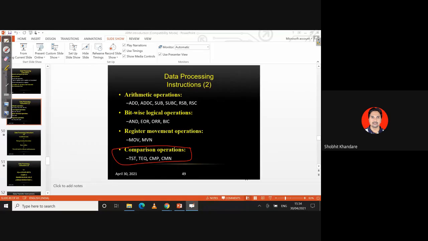Now if I give an example of CMP, we have already studied this CMP. Can any one of you tell me what this CMP compare instruction is doing in 8051? Any one of you? The same compare instruction does the same work here also. But I want you to tell me what CMP is doing in 8051? Compare. Yes, any one of you?